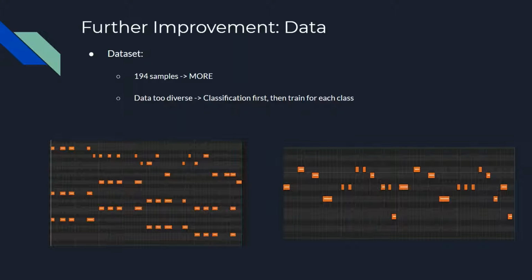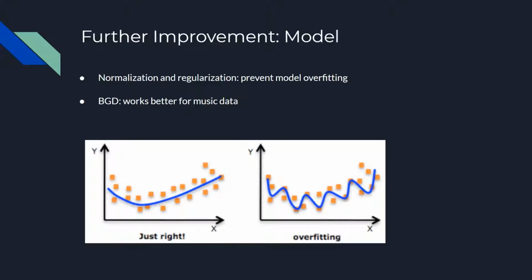We have several approaches to further improve our model. The first one is about our dataset. Our dataset is not too big, only 194. It's a very small sample, and we definitely need to find more data. And our data is too diverse. Maybe diversity is good for classification, but for generation, we need data with similar features. So maybe we can do classification first and then train for each class.